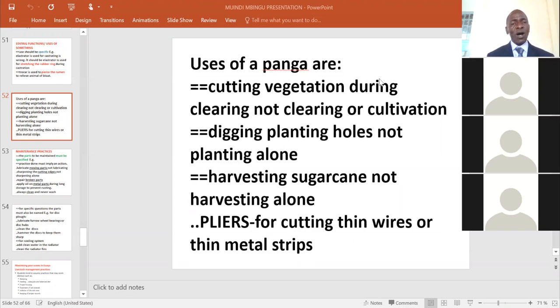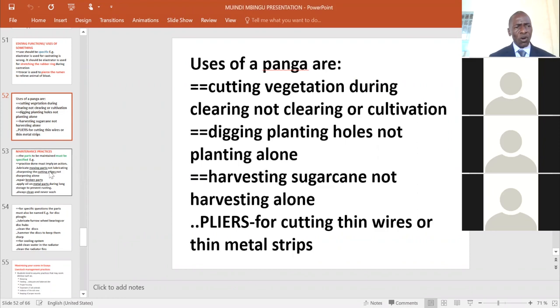A panga is used for harvesting sugarcane. Don't say it is used for harvesting, because we don't use a panga for harvesting other crops. Say use it to harvest sugarcane. Now, a pliers is used for cutting thin wires. And the word thin is key, because some wires might be too thick to be held with a pliers, or thin metal strips. So that makes your response to be accurate.